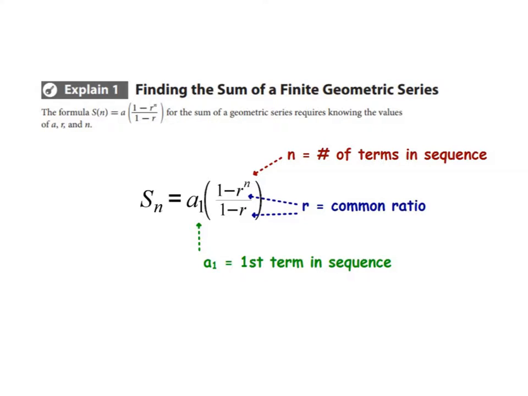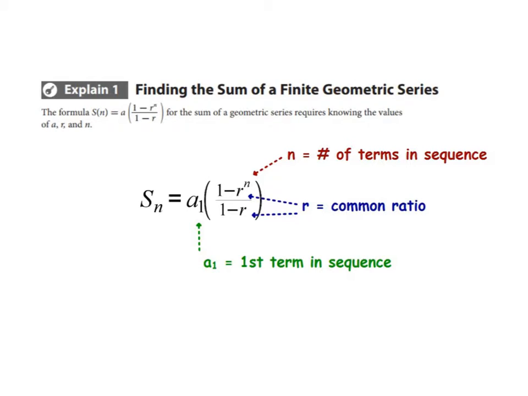We're going to use a capital S to represent series, sub n. So again, n is the number of terms in the sequence, equals a sub 1, the first term in the sequence, and then we have these parentheses, and then we have a fraction: 1 minus r to the nth power, where r is our common ratio, over 1 minus r. So in the numerator, notice it's 1 minus r to the nth power. In the denominator, it's just 1 minus r.